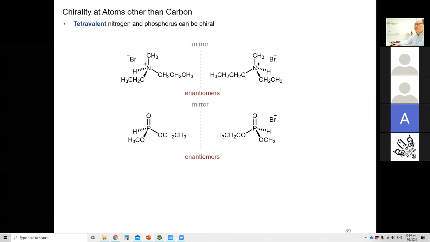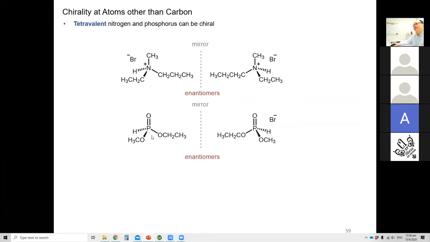So its mirror image is this. They are non-superimposable. If you move these 2 molecules close together, you will see that if you flip this propyl group to the right side, this one is pointing toward you, but this one is pointing back. So they are mirror images that are non-superimposable, so they are actually enantiomers.